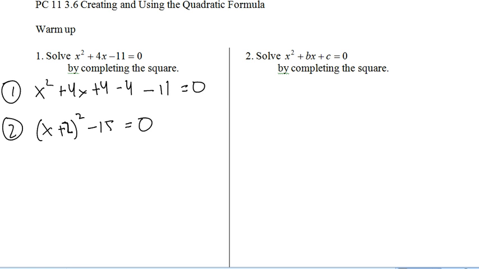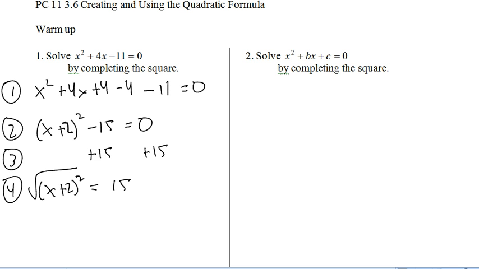For step 3, I'm going to add 15 to both sides. And that leaves me with x plus 2 squared equals 15. Now in step 4, we're going to square root both sides. And that leaves me with the absolute value of x plus 2 equals plus or minus root 15. Oops, sorry. Equals root 15.